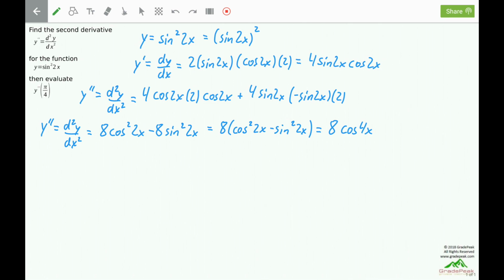Now the next thing we want to do is evaluate y double prime at pi over 4. And you can use either version of y double prime. I will just use the first one in case you don't notice the identity. So the first one being this one here, evaluated at pi over 4. We have 8 times, now remember that cosine squared means to work out the cosine, so 2 times the pi over 4, so this is 2x, and then square the result. And then minus 8 sine of 2 times the pi over 4, and then square the result.